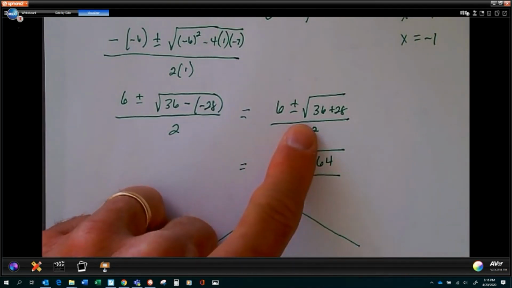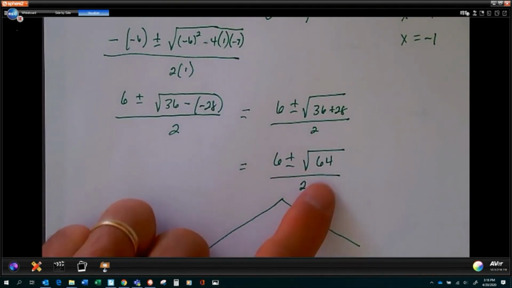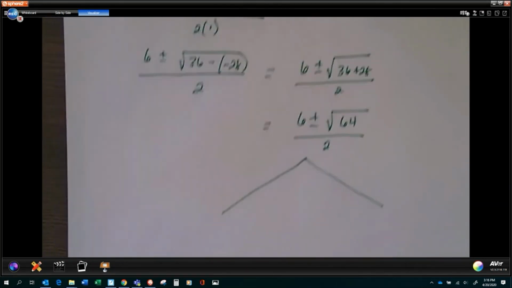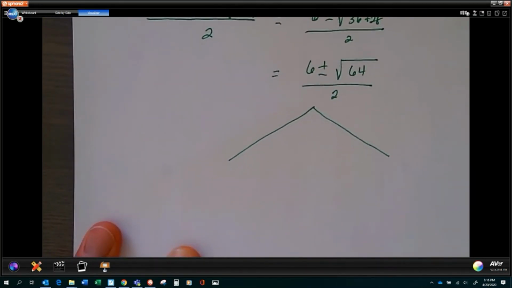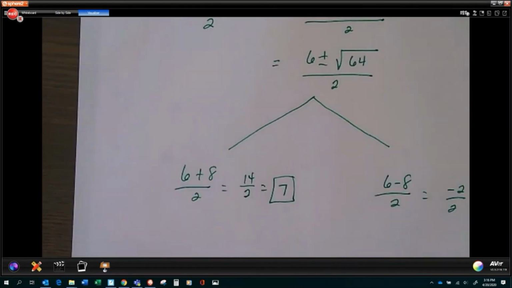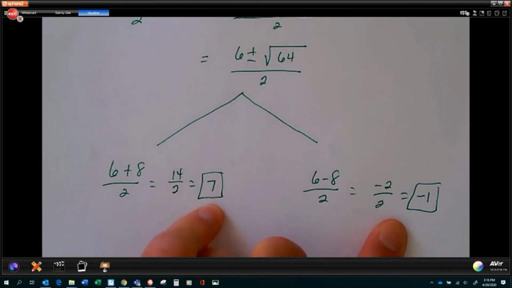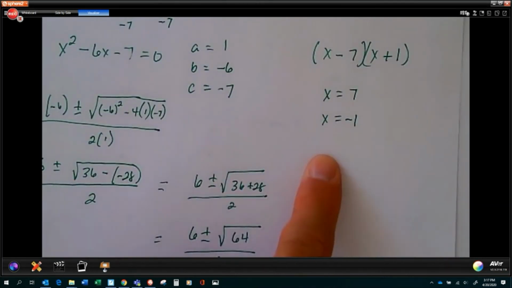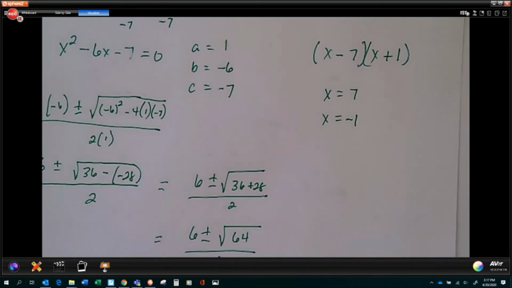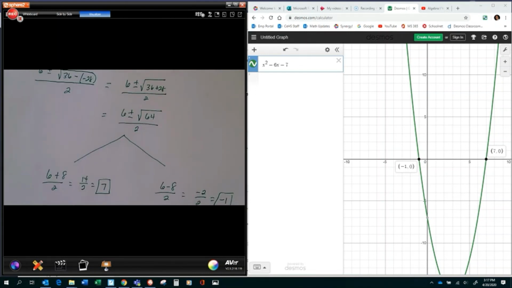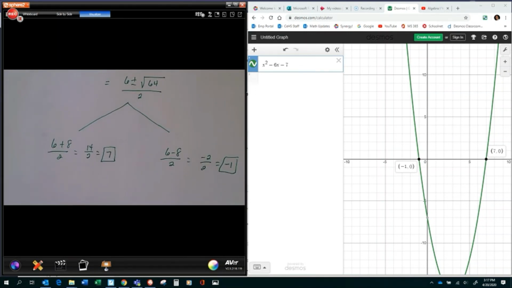Okay, 36 plus 28 equals 64. That's going to be the square root of 64, which is 8. So now split those into two separate equations and solve. And we've got 7 and -1, which matches what we had up here when we factored it. And again, double checking on Desmos confirms it's at -1 and 7, so that you know that you did the math correctly.